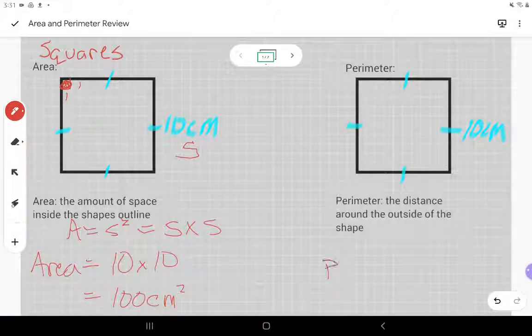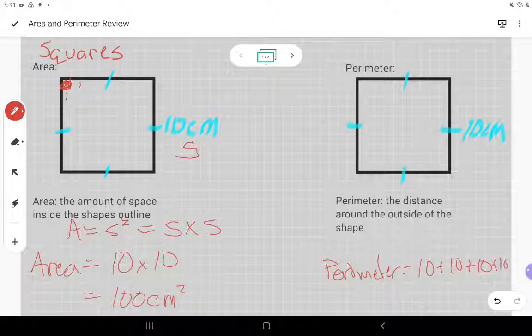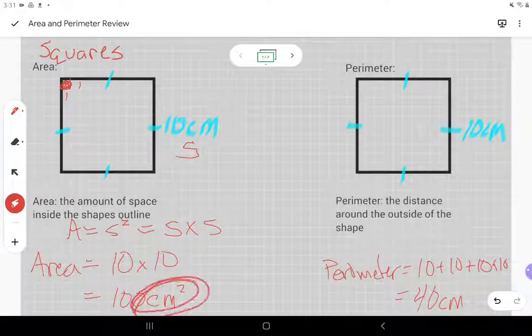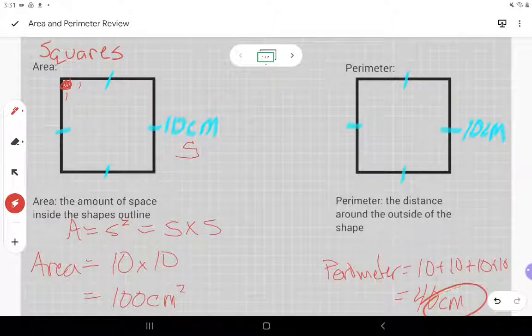So the perimeter that we're looking for, the way we would calculate it is we simply just go 10 plus 10 plus 10 plus 10. We add all the outside dimensions together, and in total our little stick person has walked 40 centimeters around. Okay, now notice area, centimeters squared, perimeter, just centimeters all by itself.